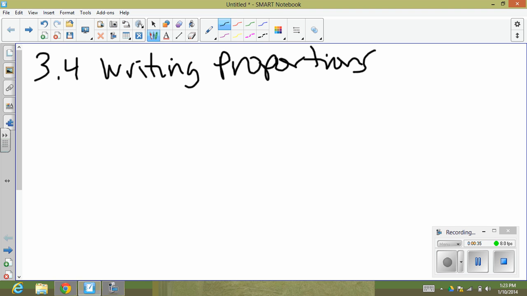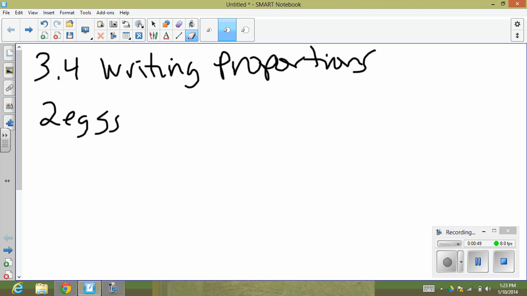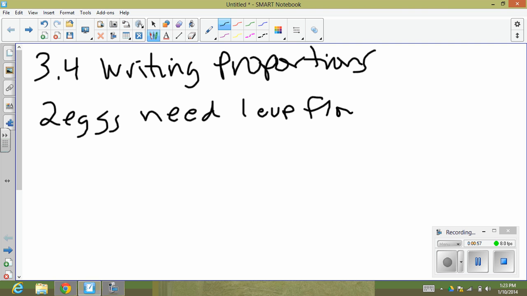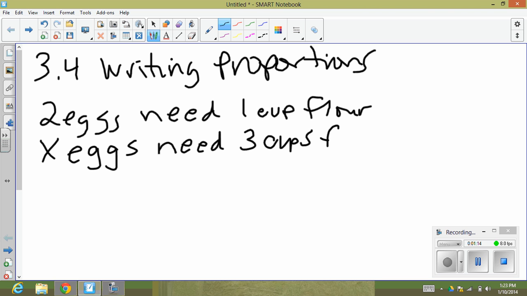So an example I'm going to give you, hopefully a lot of you can relate. I'm baking a cake that requires 2 eggs, not 4. So for every 2 eggs, I will need 1 cup of flour. And I'm just making this up. This isn't a real recipe, so don't go off and try it. So I would like to know how many eggs, I'm going to use a variable. Notice what I'm asking you. How many eggs will I need for 3 cups of flour?